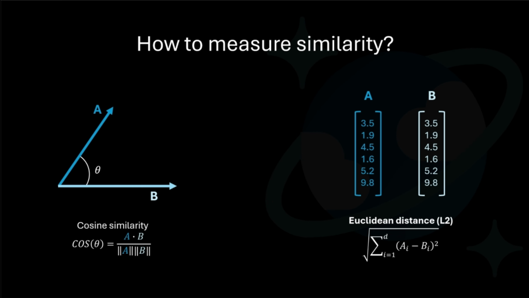Next, we can measure similarity, which is how we compare our vectors together. One popular method is the cosine similarity, which measures the angle between the vectors. Another popular method is using the Euclidean distance, or L2 distance, which takes into account both the angle between the vectors and the size, or magnitude of the vectors.